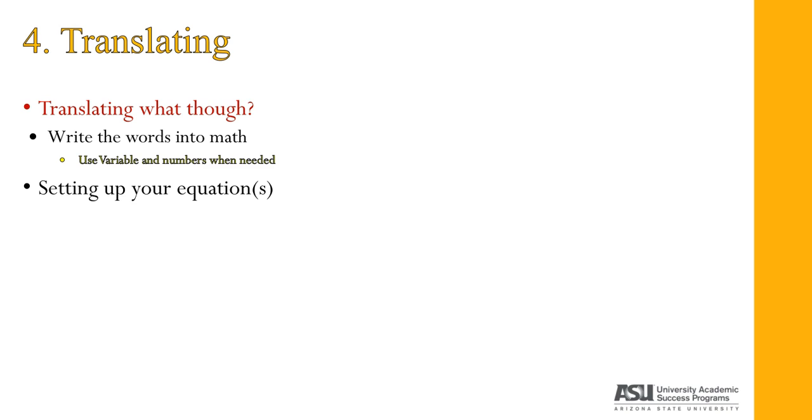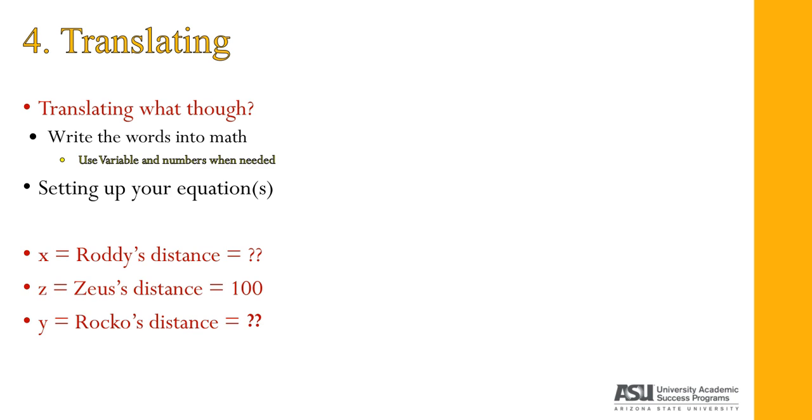The fourth step is translating. Translating what, though? We will be writing the words in the problem into math by using variables and numbers that we know and need. Then, from this, we can set up an equation to solve the question and be able to answer it. I know x equals Roddy, and that we do not know what number it is, and we need to figure it out. And z is equal to 100. I'm not sure about y. Can you please explain how to do y?